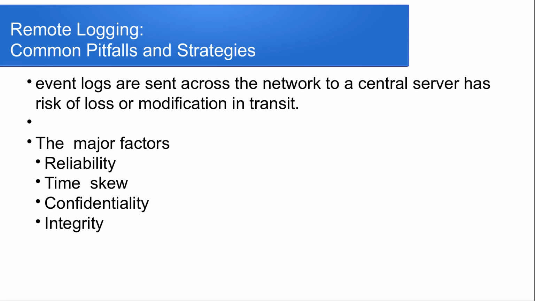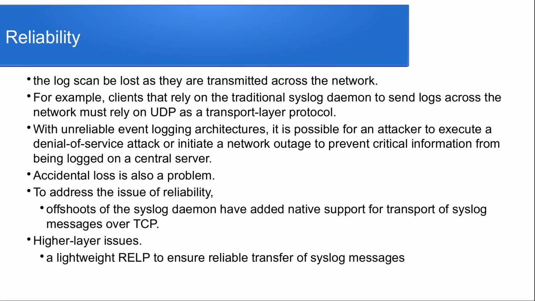When event logs are sent across the network to a central server, they are placed at risk of loss or modification in transit. In addition, forensic investigators must consider issues such as time skew and confidentiality of the event logs in transit, etc. The major factors to consider when event logging is employed in a network forensic investigation include reliability, time skew, confidentiality and integrity. Now we are discussing each one. First of all, reliability.